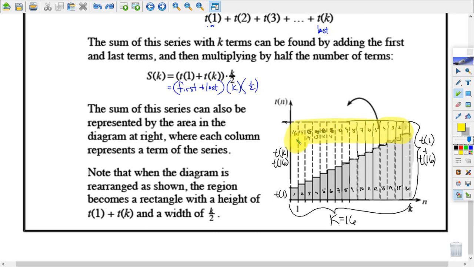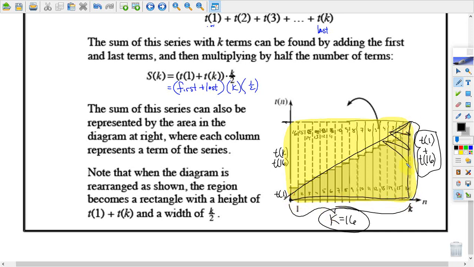It should be apparent that if we find the area of this yellow rectangle, we're finding actually twice the area. So we're going to want to cut that in half, the same way that we would cut a rectangle in half to find the area of a triangle. So we're going to find the first term plus the last term, times the number of terms, divided by 2, and that will give us the area that we're after, this area under the curve.